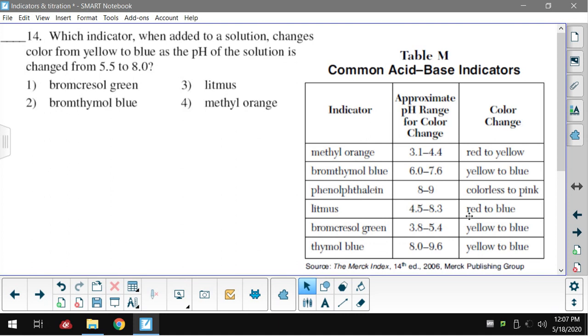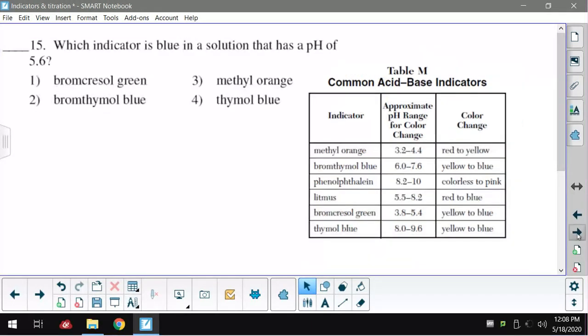Litmus is red and blue. There's no yellow in there. Methyl orange is red and yellow. There's no blue in that one. So it can't be those two. It's got to be one of these two. So it's bromothymol blue.